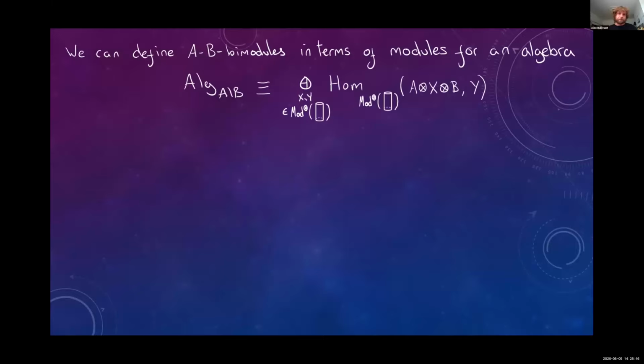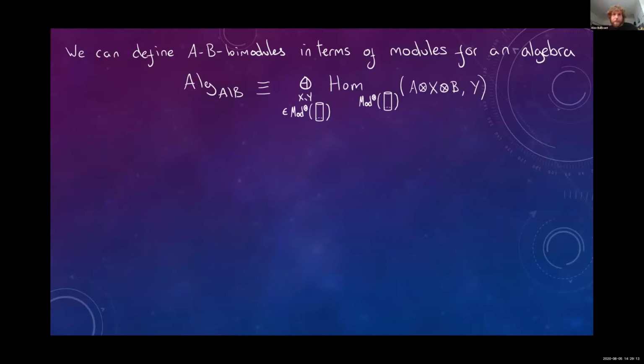Okay, so whenever I have some AB bimodules, there's a nice way of defining this in terms of an algebra, and in particular modules for an algebra. And so I'm going to define an algebra whose module theory defines AB bimodules in our multifusion category. And so I'm going to call this A/B. So this is a morphism between mod A and mod B.